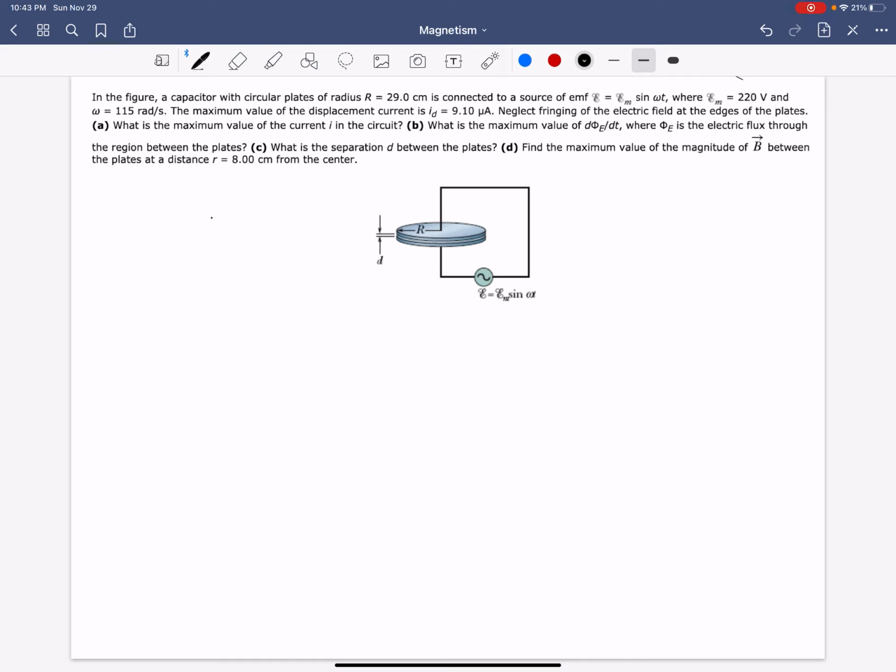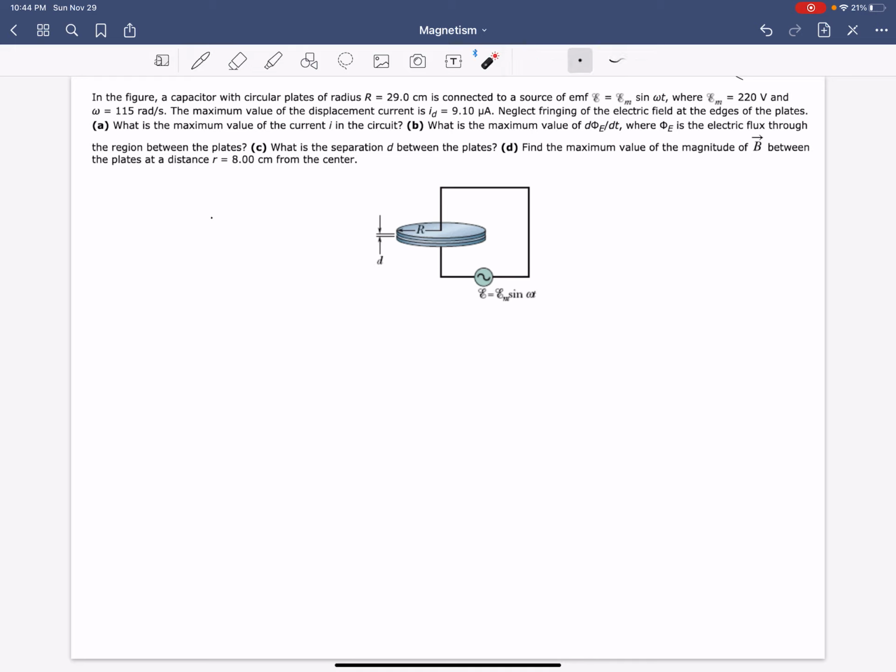All right, so in this final chapter of Physics 4B for this semester, we're covering, as at least one topic in this chapter, a displacement current, right? Maxwell's displacement current. And so what we see here is a voltage source, right? An AC voltage source that's varying in time at a frequency of 115 radians per second.